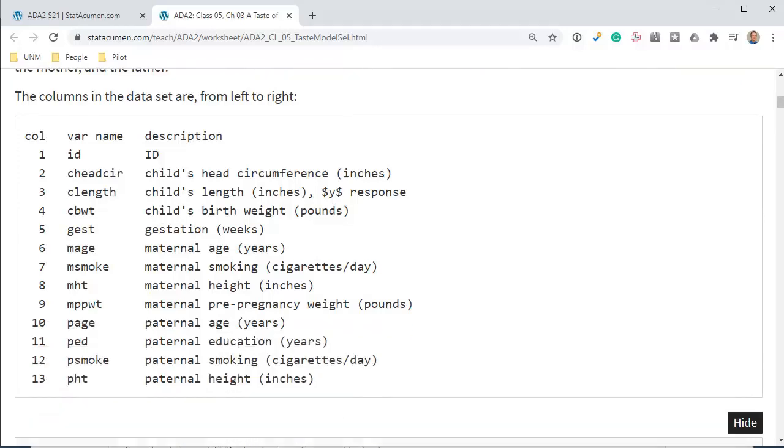So the columns in the data set are all of these. We're not going to look at all of these variables, but we have an ID column. We have child's head circumference, child's length, and birth weight. It's the birth weight that is our main response variable here. We have the number of weeks of gestation, the mother's age in years, how much she smokes in cigarettes per day, the mother's height and pre-pregnancy weight, and then the father's age, education, smoking, and also their height. And we want to know whether there's a subset of these variables that helps predict a child's birth weight.